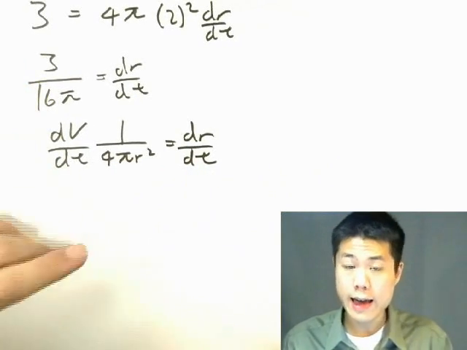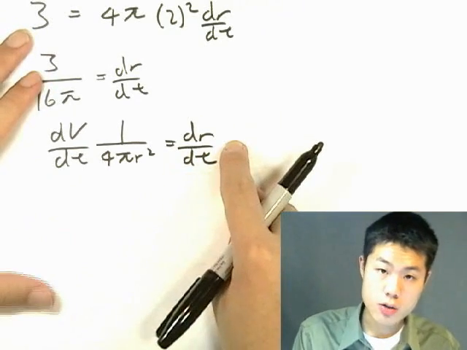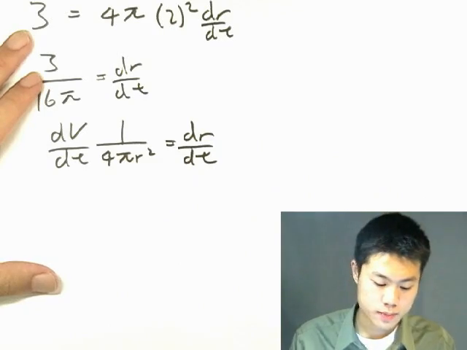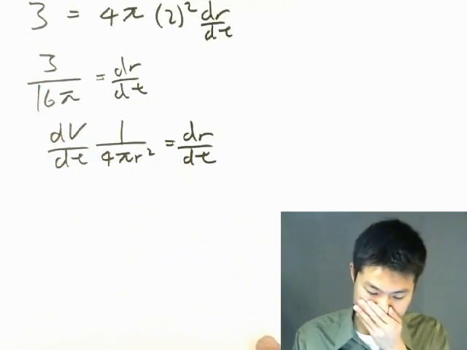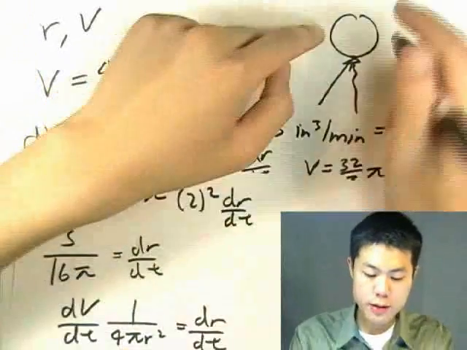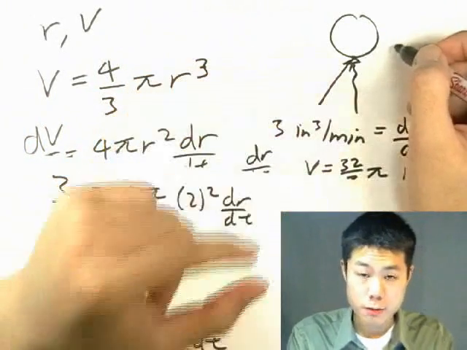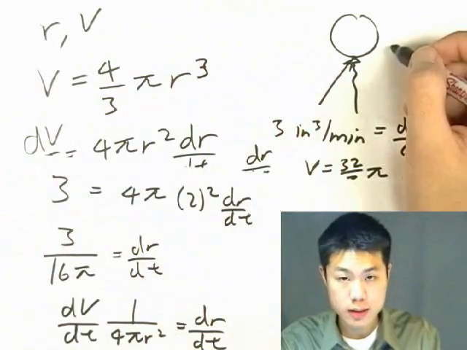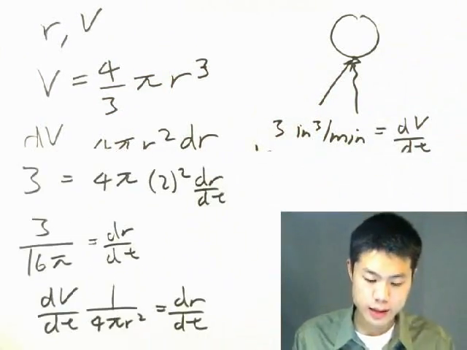So that tells us that as the radius increases, dr over dt is going to decrease, and dv over dt stays the same. Does that make sense? Well, it does, right? Because for every additional volume you add on here, the radius has to increase only by a smaller amount.